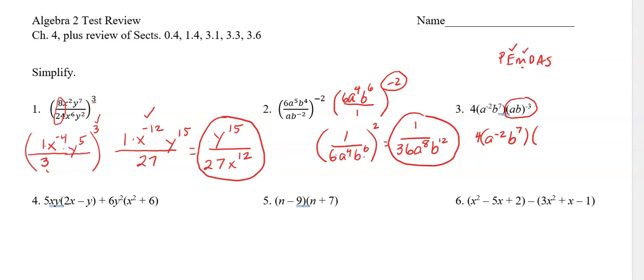And I use that rule that says whatever's being multiplied in parentheses raised to a power means both of those variables are going to be raised to the power.